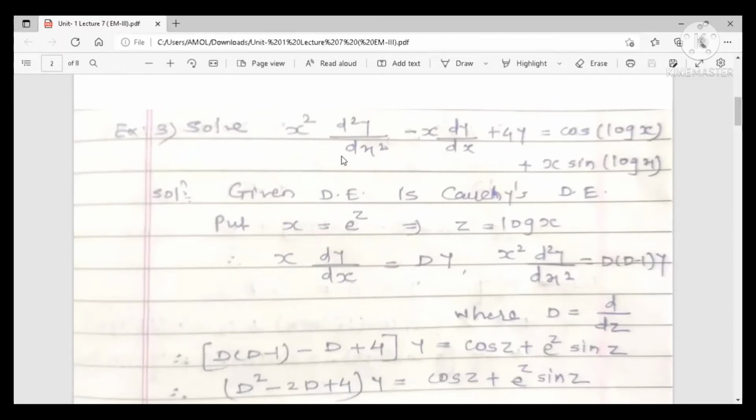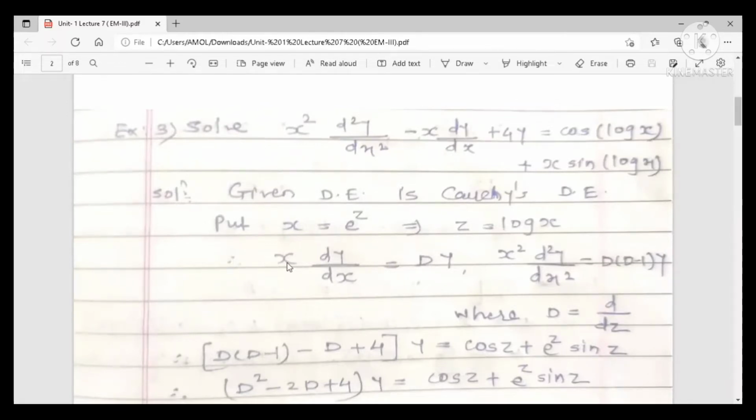So the given differential equation is Cauchy's equation. You state here, the given differential equation is Cauchy's differential equation. Now, since it is Cauchy's differential equation, you know how to reduce it to LDE. The substitution is: put x is equal to e raised to z. So z is equal to log of x.